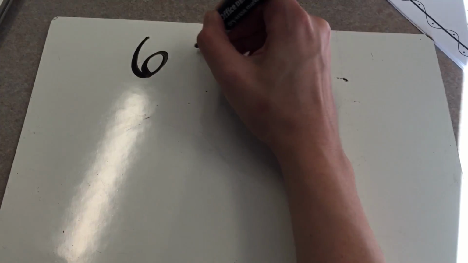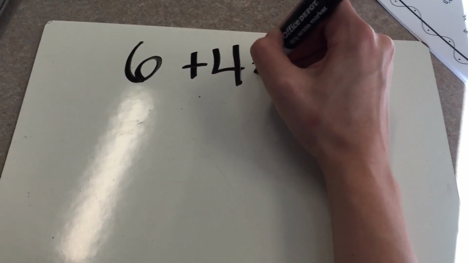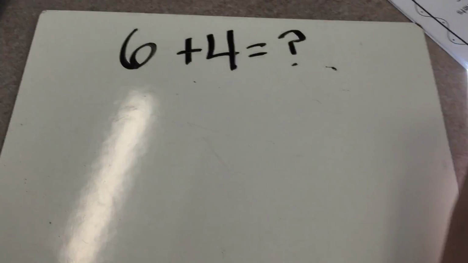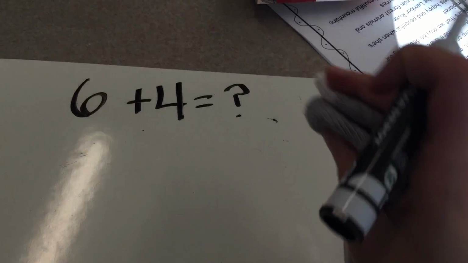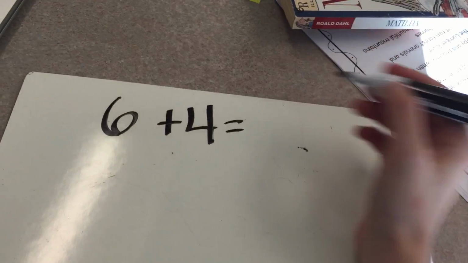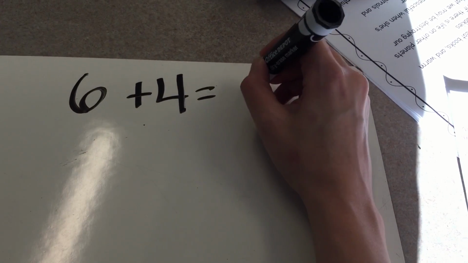Here's how an addition tape diagram works. Let me take a simple problem like 6 plus 4 equals blank. We don't know yet. Now, because we're in 3rd grade, we can use a letter for the unknown. So let's say 6 plus 4 equals A.